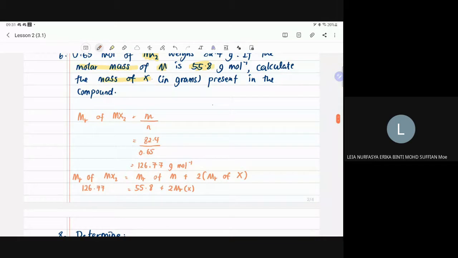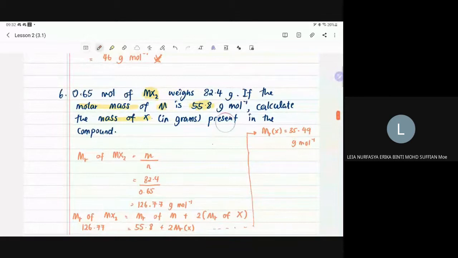Jadi, nak cari Mr of X, Mr of X sama dengan 126.77 tolak 55.8 divided by 2. We should get 35.49 grams per mole.